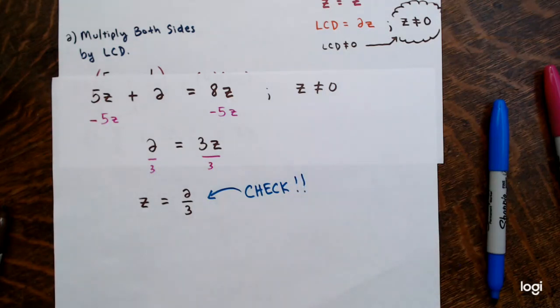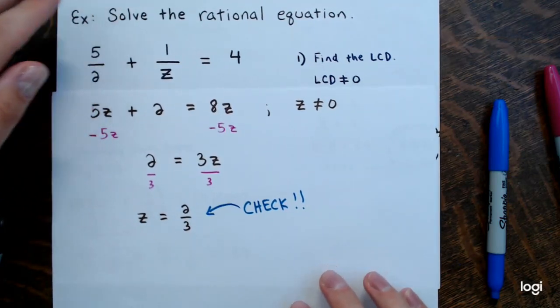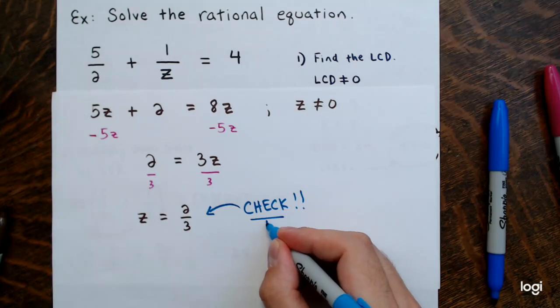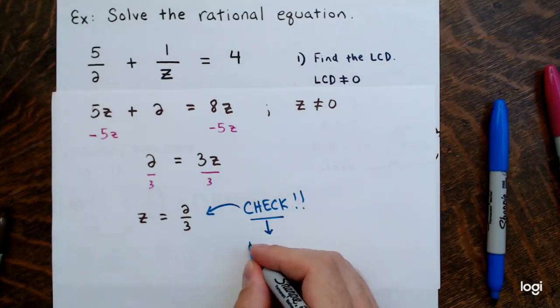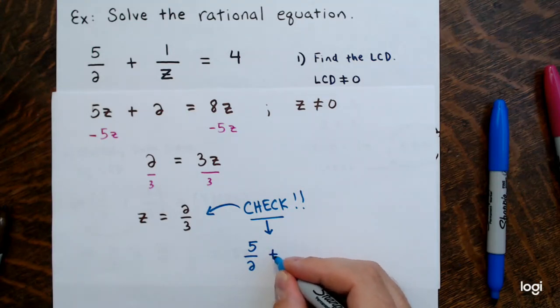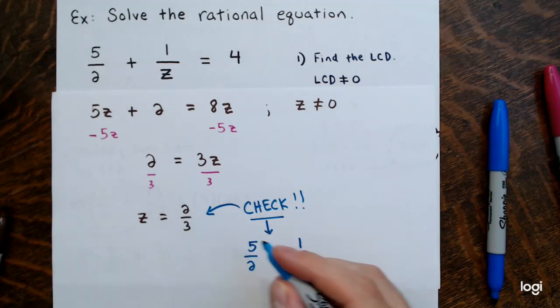So I go back to the original equation, right? Always back in the way it looked. See if this thing works. So here we go. We're going to check right here. So I've got 5 divided by 2, 5 halves, 5 over 2, plus 1 over, and then z is replaced by the number 2/3.